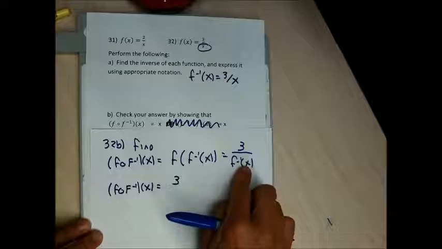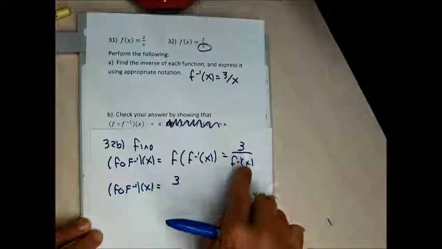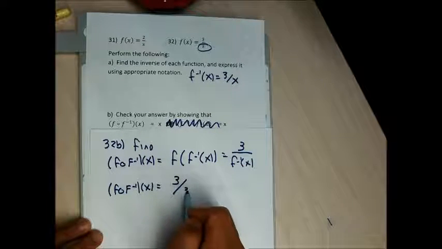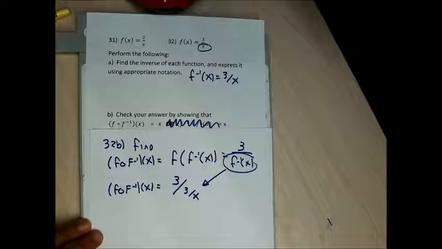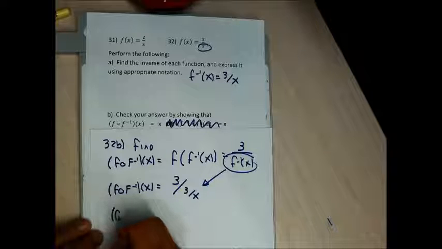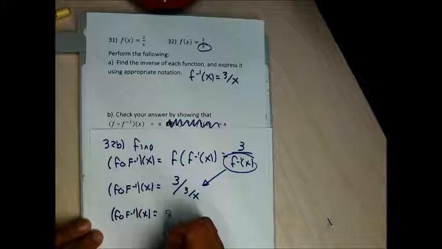And now I can change f inverse to 3 over x. So this is going to be 3 over 3 over x, just changing that to what it's equal to. And now I just need to simplify this. And this is deceptively easy. This is going to be f composed with f inverse of x equals 3 over 3 over x.